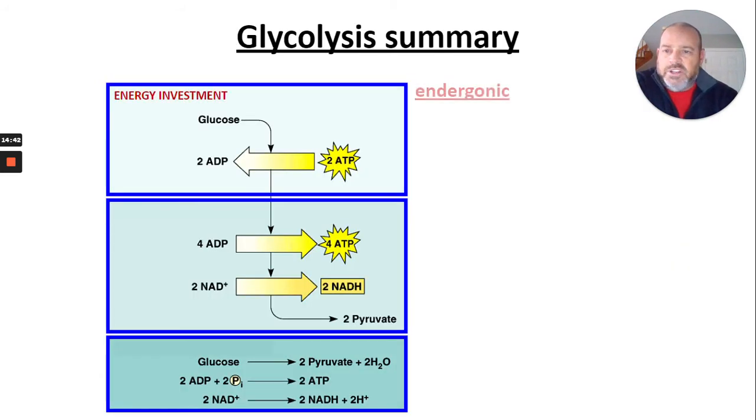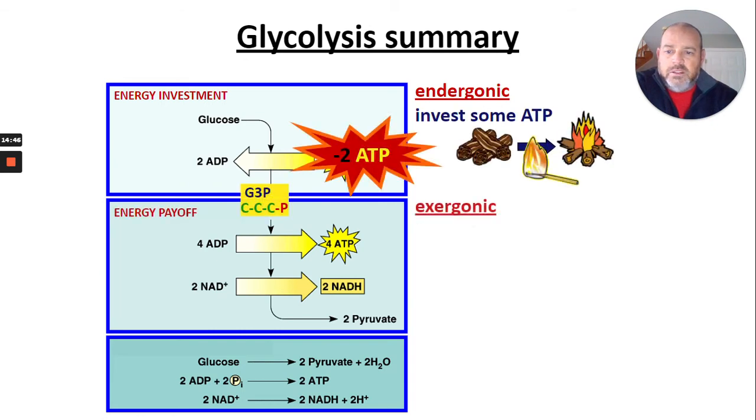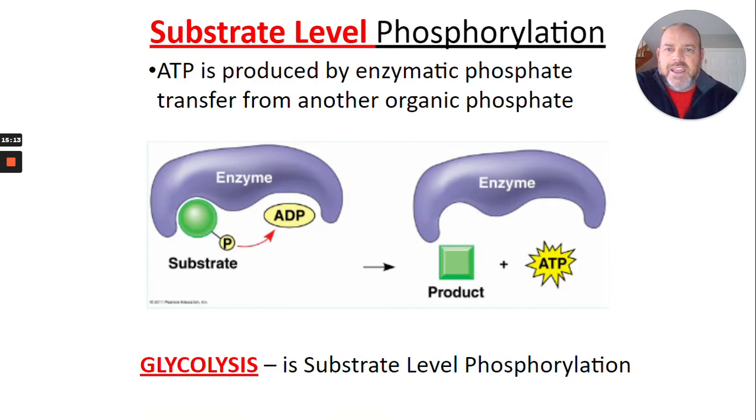Glycolysis summary, the energy investment. It's endergonic. We're putting energy in, invest some ATP. The energy payoff, it's exergonic. Harvest a little ATP and a little NADH. We're not getting much out of glycolysis, but it's a start. Okay, so what did we make? We made what I like to say is 2, 2, and 2. 2 pyruvate, 2 ATP, and 2 NADH. There you go. It's not listed there, but the 2 pyruvates are there as well, and those are going to carry us on into the next step.